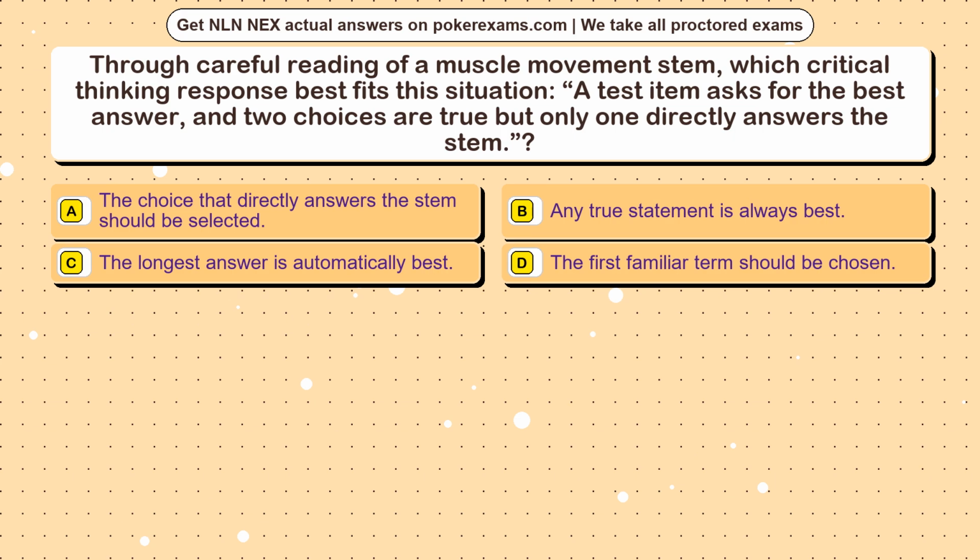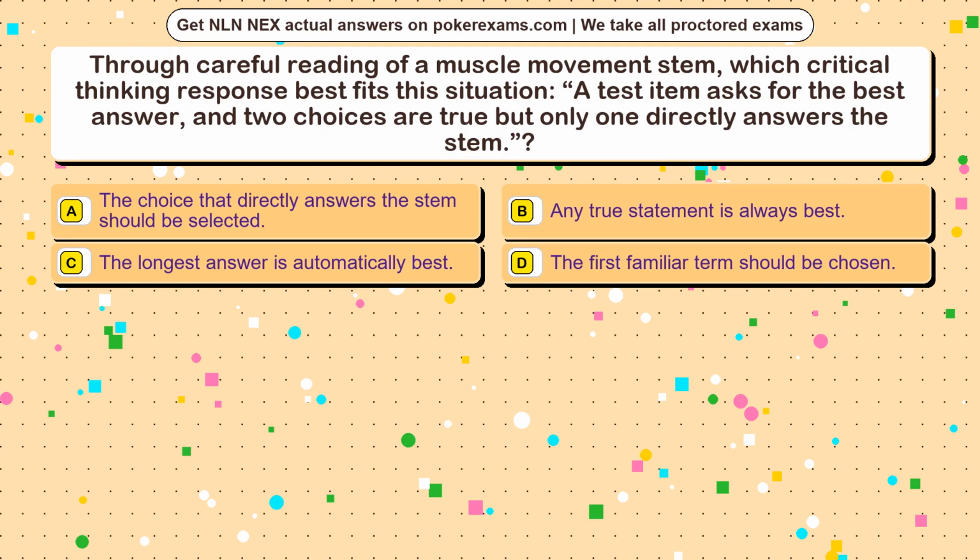Through careful reading of a muscle movement stem, which critical thinking response best fits this situation? A test item asks for the best answer, and two choices are true but only one directly answers the stem. Option A. The choice that directly answers the stem should be selected. Option B. Any true statement is always best. Option C. The longest answer is automatically best. Option D. The first familiar term should be chosen.